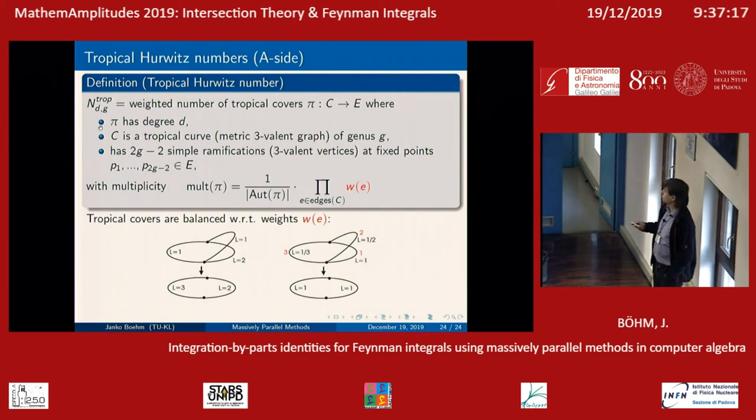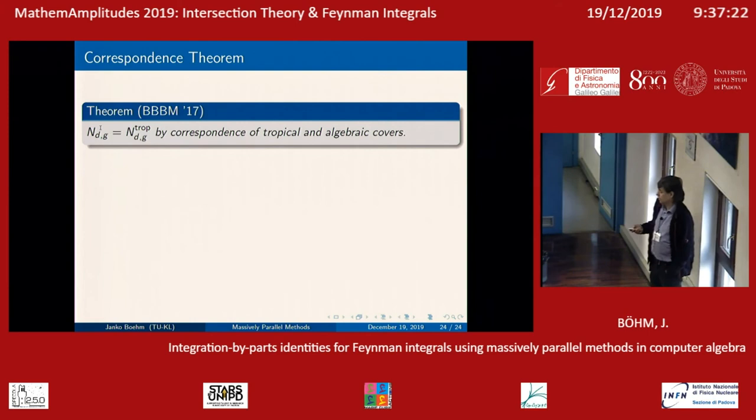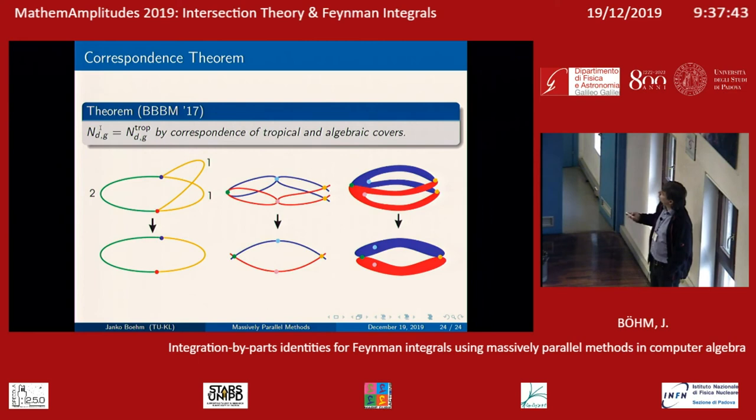So if you want to count these covers now, then this is kind of a little bit of a problem, because you always miss something. And there the Feynman integrals come into the game. So the first thing we proved is that actually these invariants, the classical and the tropical ones, agree by actually a correspondence of covers. So from a tropical cover, you can make an algebraic cover. The map is kind of inclusion reversing. So the components here are the vertices here, and the edges tell you how the components intersect on the algebraic side.